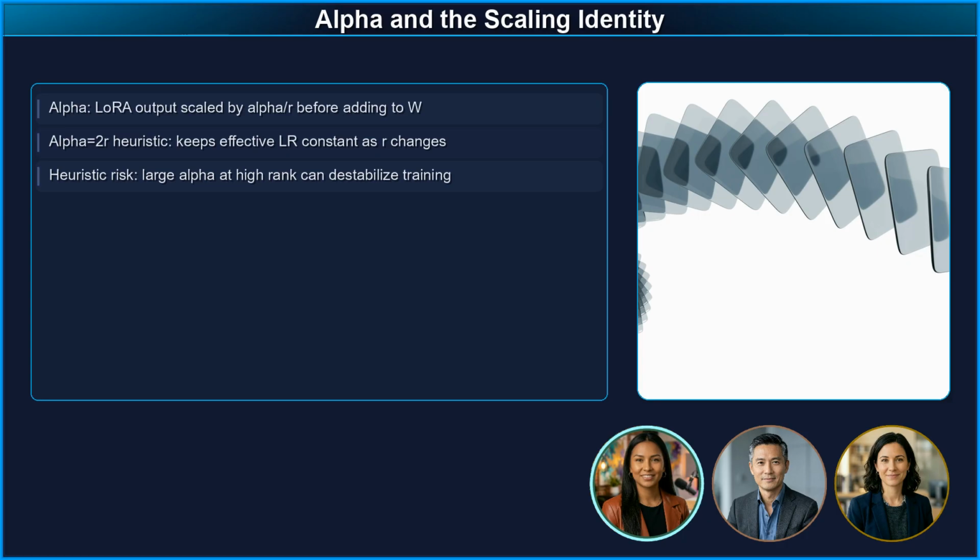Erica, the heuristic breaks at high ranks. When rank reaches 64 or 128 and alpha is set to double that, the adapter contribution can become large enough to destabilize the base model's learned representations early in training. The symptom is loss spiking before settling, or training loss that oscillates rather than converging monotonically.